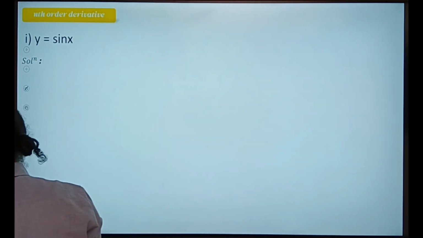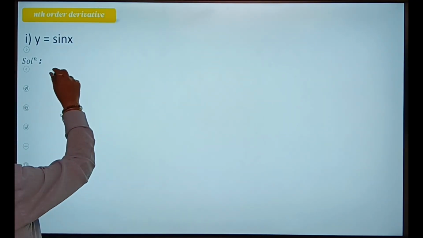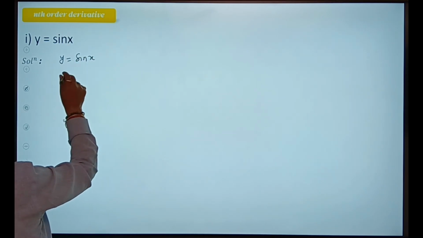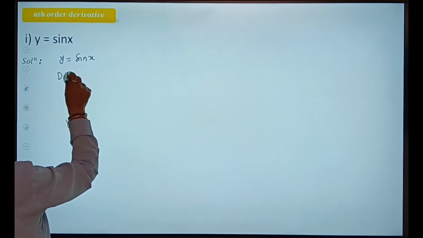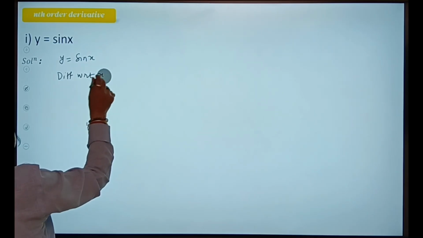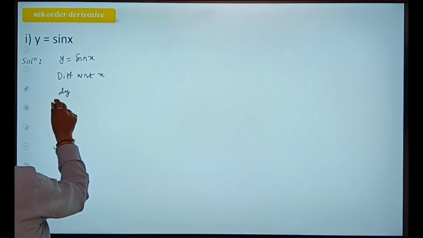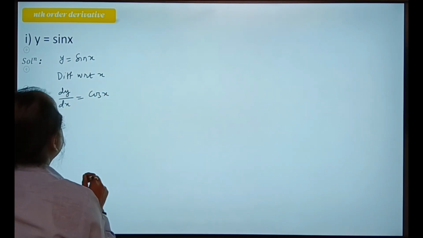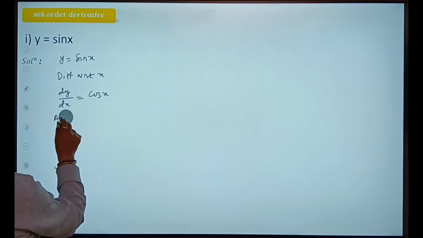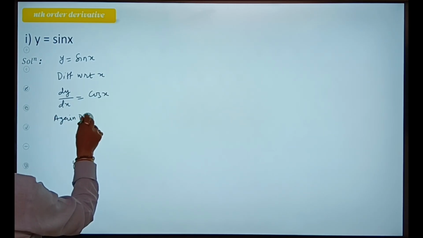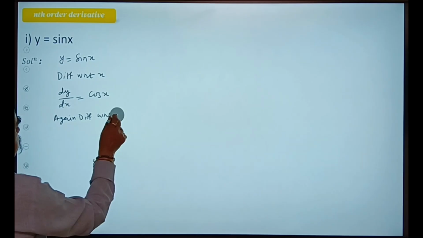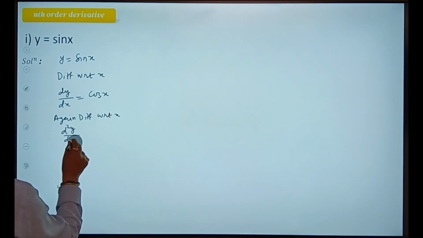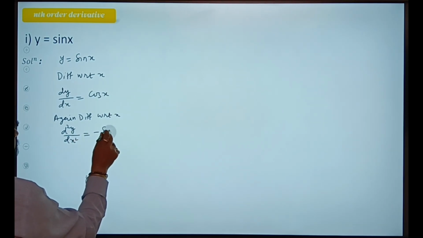So in this first problem, y is equal to sin x. Differentiating with respect to x, dy by dx is cos x. Again differentiating with respect to x, d2y by dx square is minus sin x.